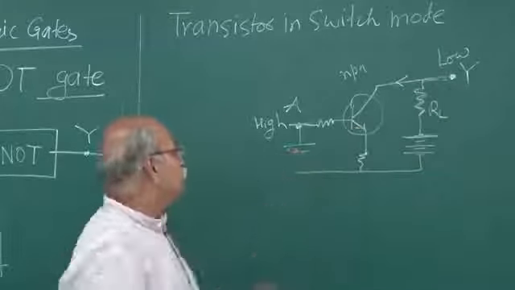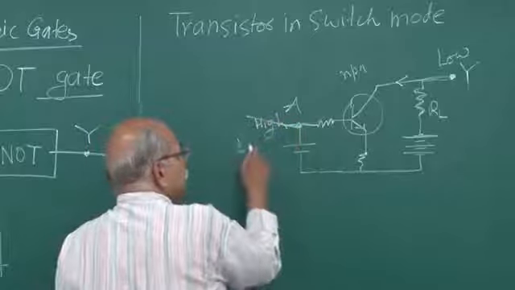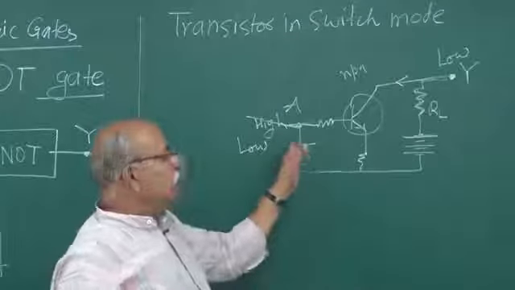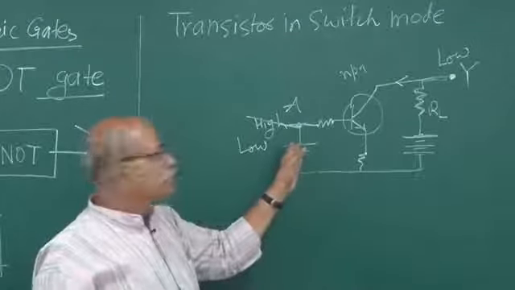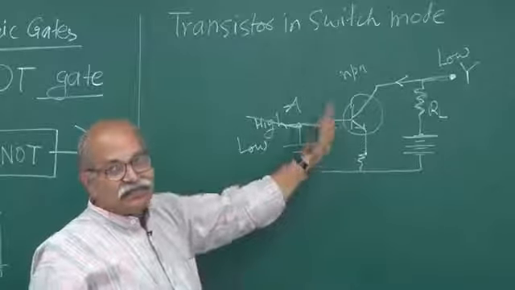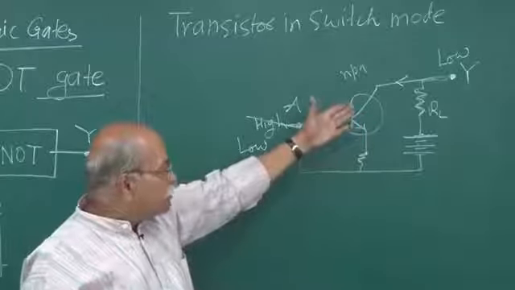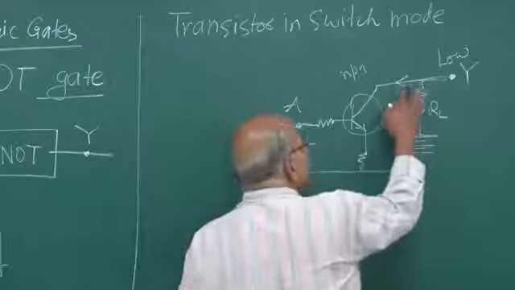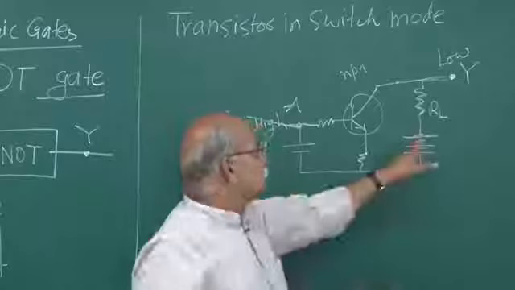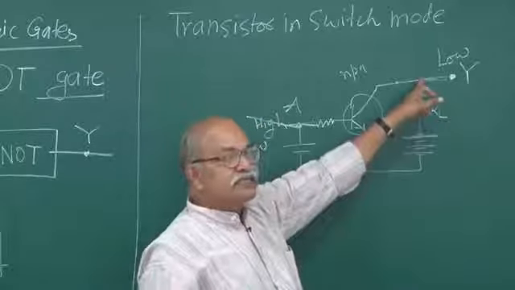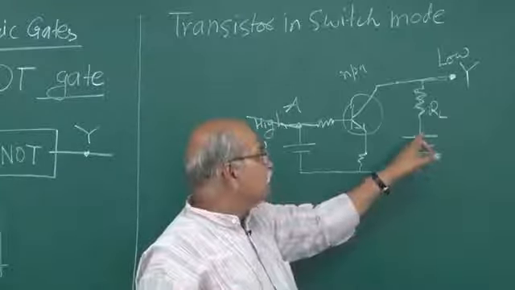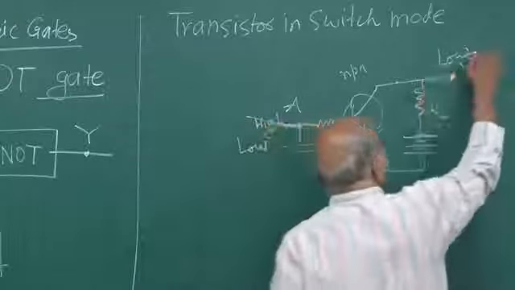And if you give this low, you don't put a battery, you give 0 voltage here, then no current goes, it is in the cutoff region. And since no current goes anywhere, the potential here and the potential here are the same, and this potential is high, so this potential also becomes high.